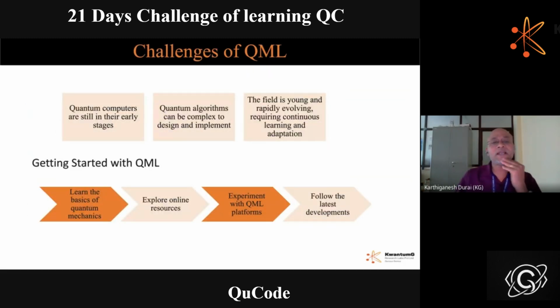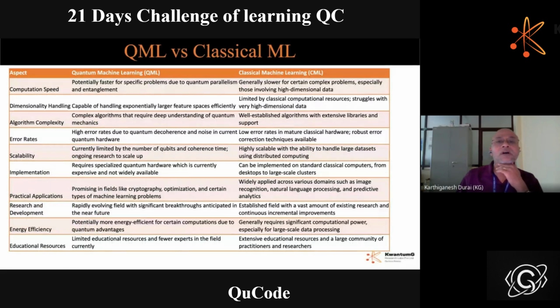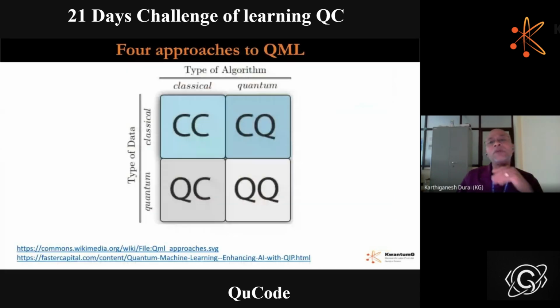Then, what are the challenges, as I discussed now? And this is the comparison of QML and classical machine learning. This one I want to spend some time on, because CC is the classical machine learning. But when we add quantum information or quantum algorithm, we can have three more combinations: classical data quantum algorithm, quantum data classical algorithm, quantum data quantum algorithm. So these are the three approaches.